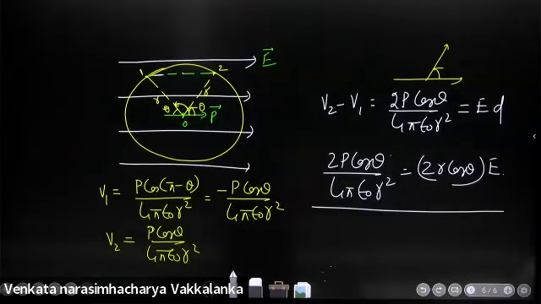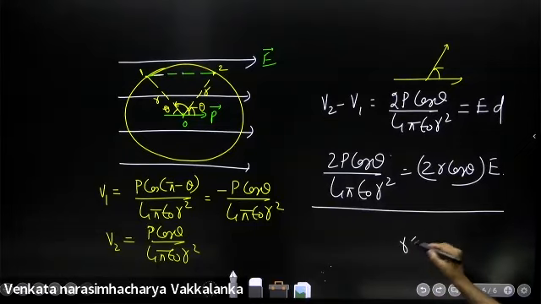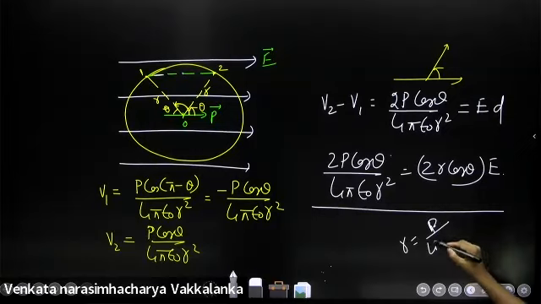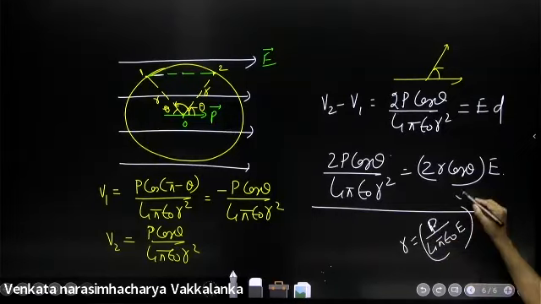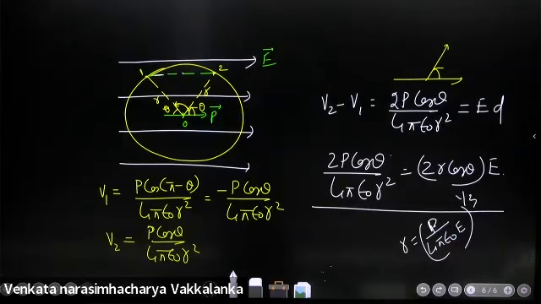All you have to calculate is small r from here. Small r will be P by 4 pi epsilon naught capital E, whole to the power 1 by 3. See if you are getting the answer.